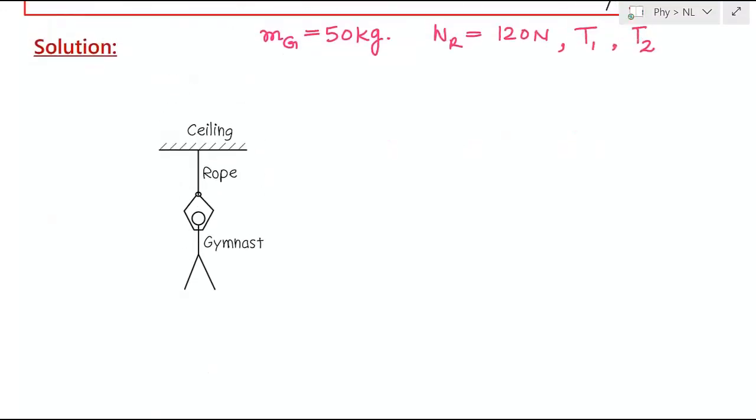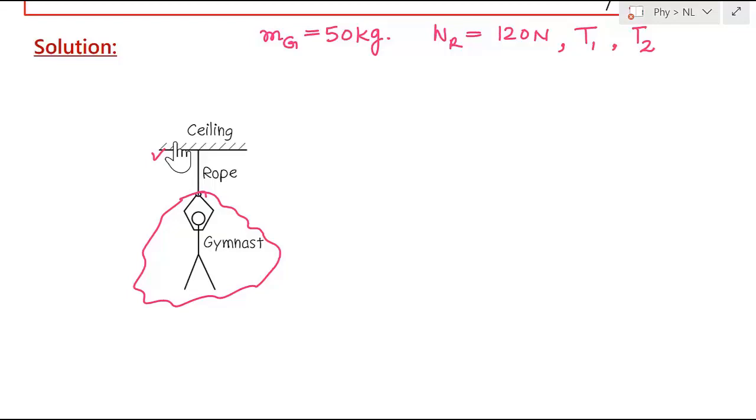Now how will you solve this problem? To solve such a problem, you have to first draw the free body diagram, and in that case you have to decide what are your system components for which you are going to draw the free body diagram. In this case, we can draw a free body diagram for the gymnast, and we can draw a free body diagram for the rope, and we can also draw a free body diagram for the ceiling, but that will not be useful in this case because that will not give any extra equation. So let us draw free body diagram for gymnast and rope, and let's try to find variables T1 and T2.